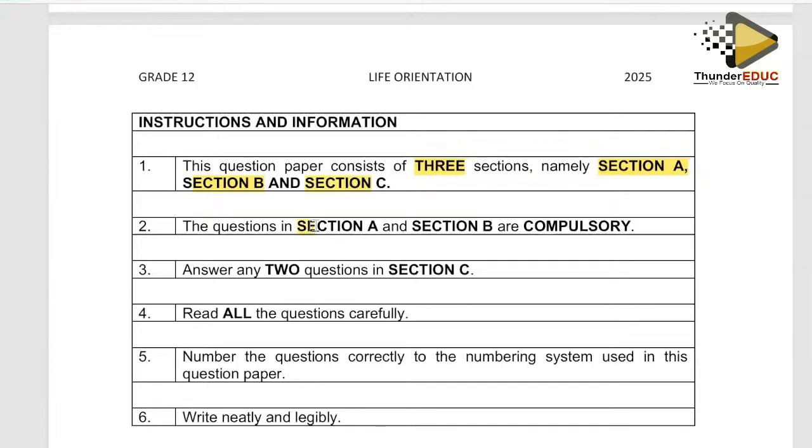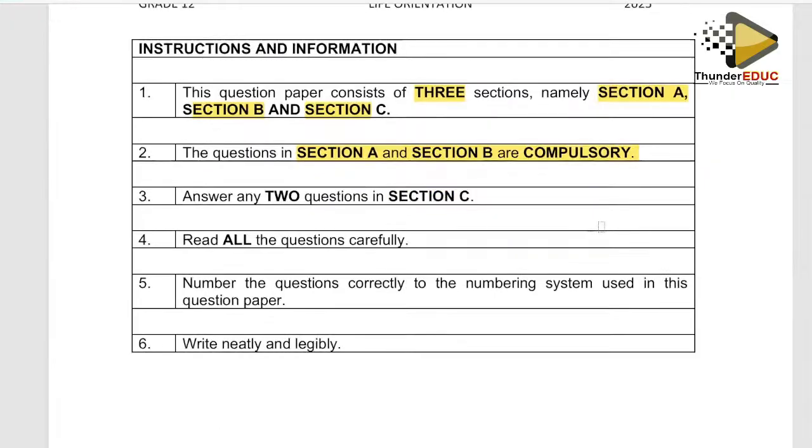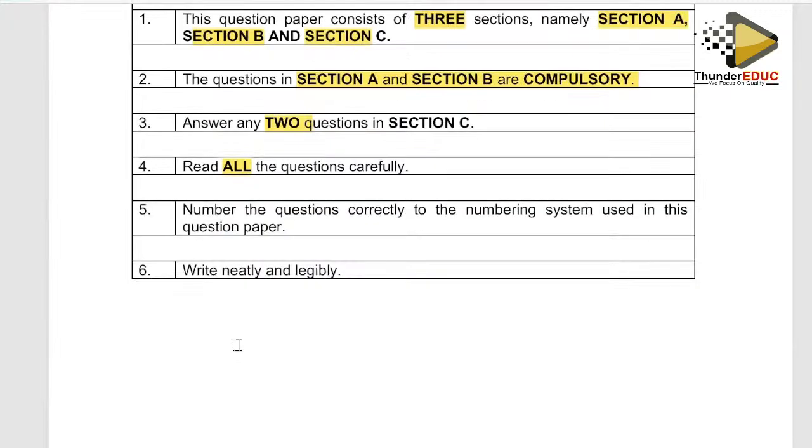When it comes to section A and B, you do not have to elect or choose particular questions. You need to answer all questions in that section. But when you get to section C, choose only 2 questions. You are reminded to read all questions carefully before attempting them. Above all, number the questions correctly according to the numbering system used in the question paper, and write neatly and legibly.